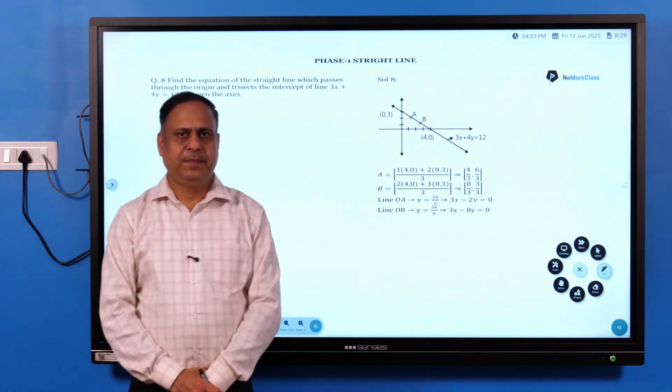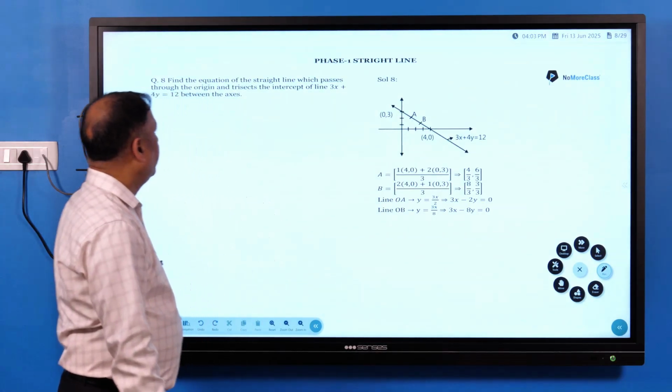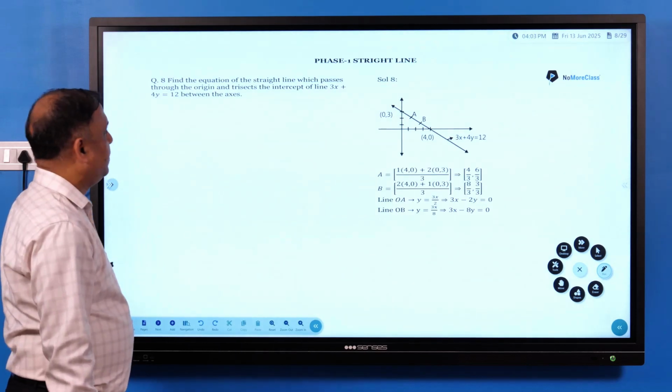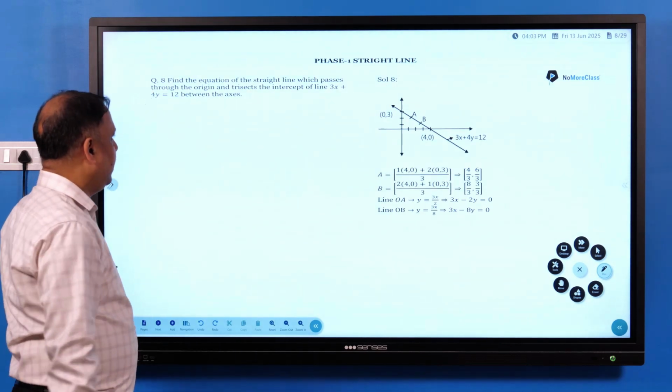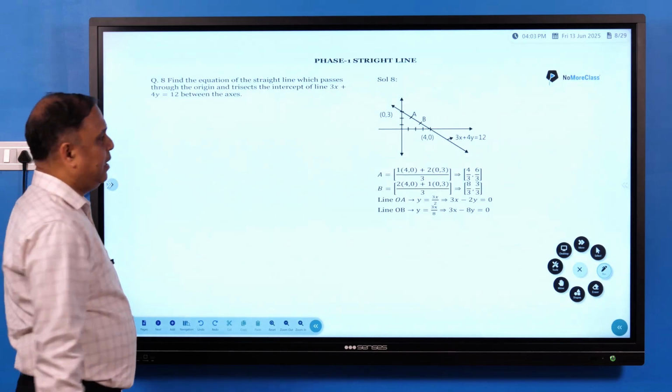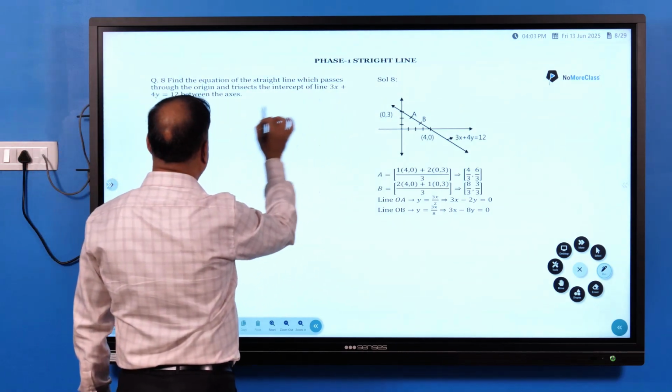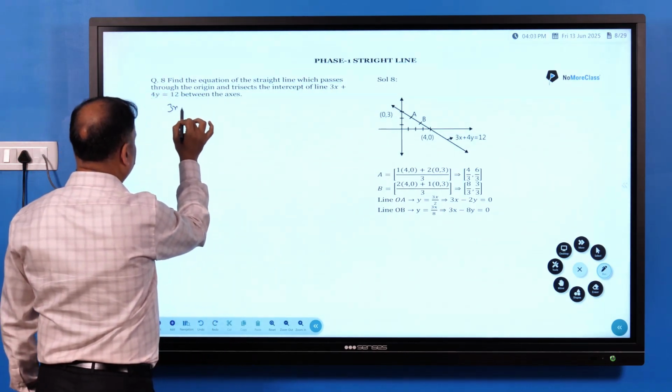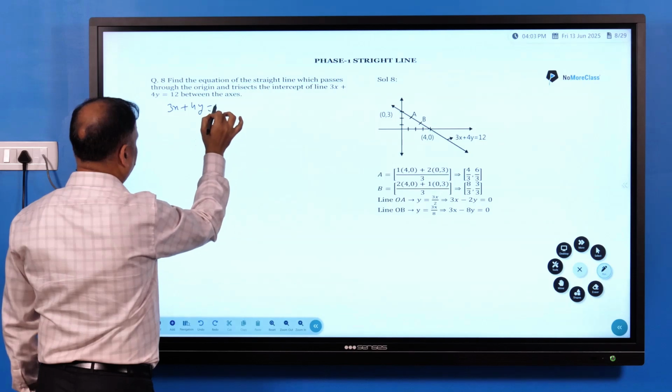So phase 1, exercise 1, straight lines, mathematics, question number 8. Find the equation of straight lines which pass through the origin and trisect the intercept of the line 3x plus 4y is equal to 12.